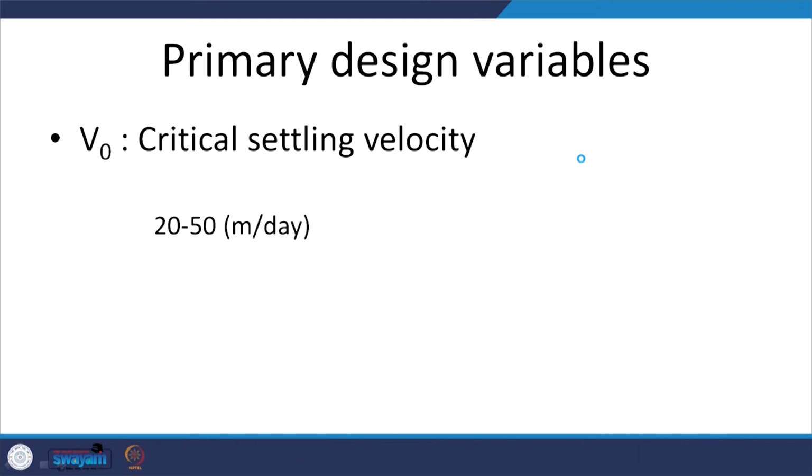So primary design variables, always primary design, right? If it's discrete, I am just concerned with what is the surface overflow rate or the critical settling velocity. Before we go further, I guess I should certainly talk about this overflow rate.